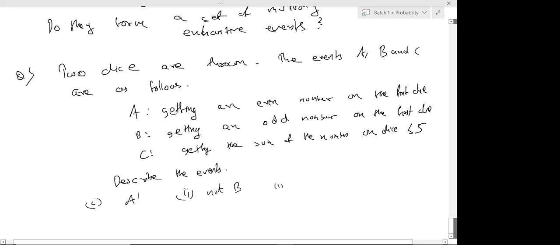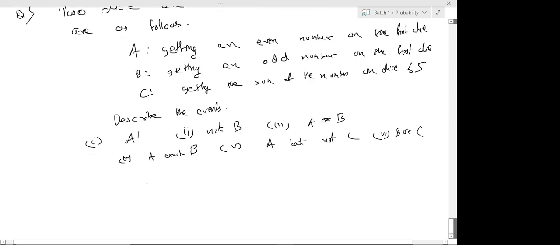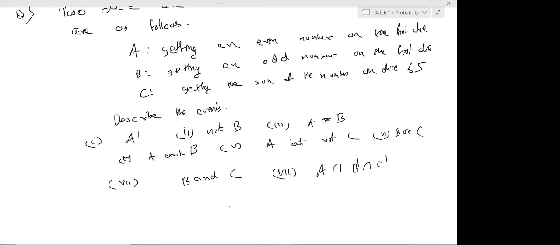Not B, A or B, A and B, A but not C, B or C, B and C, A intersection B dash intersection C dash.